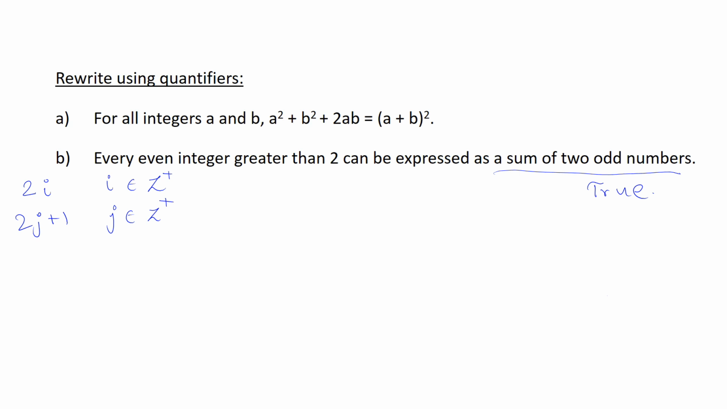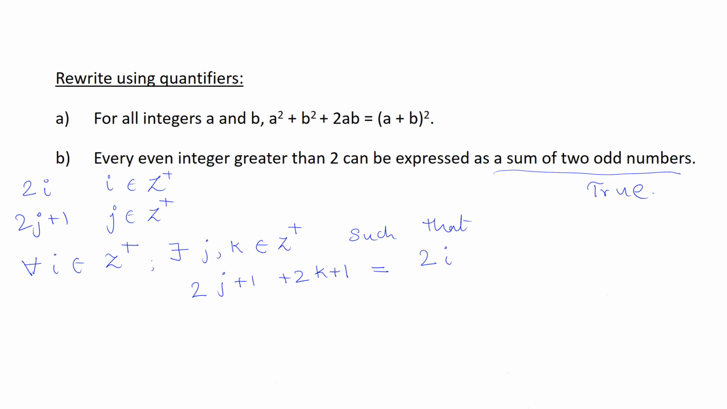Now, how do I write the statement mathematically? So let's give it a shot. For all i in Z plus, there exists j, k in Z plus such that when I sum the odd numbers, so remember that j and k are going to specify my odd numbers, 2j plus 1 and 2k plus 1, when I sum these odd numbers up, I need to get the even integer that I'm interested in, and in particular I'm talking about even integers greater than 2. So when i is in Z plus, the even integer will be 2i plus 2.